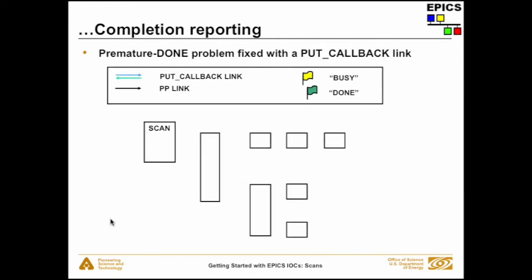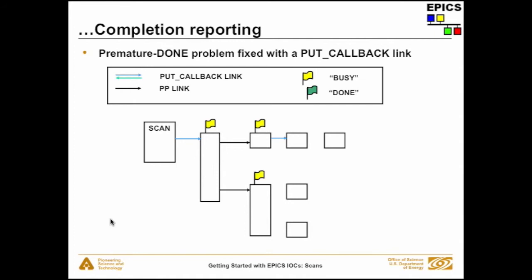So to do this right, you just need to use a put callback link instead of a CA put. Right? So a put callback link to the first record, PP link, and now a put callback link from that record to the next one. And that means these records can be in different IOCs if you like. And this could be, for example, a string sequence record or a string calc, something like that. Records that know how to do a put callback.